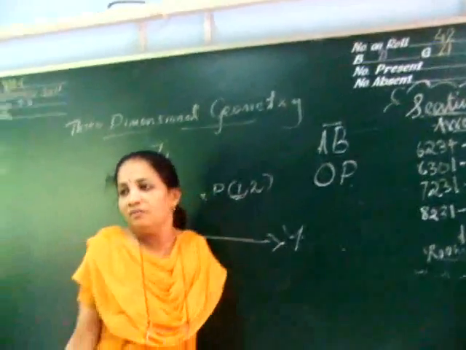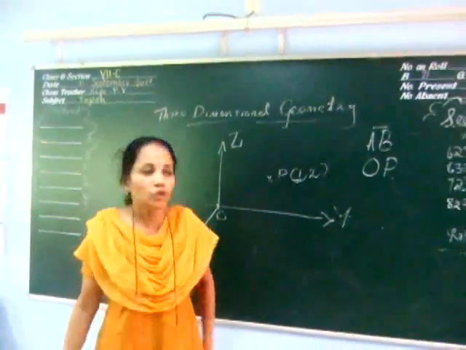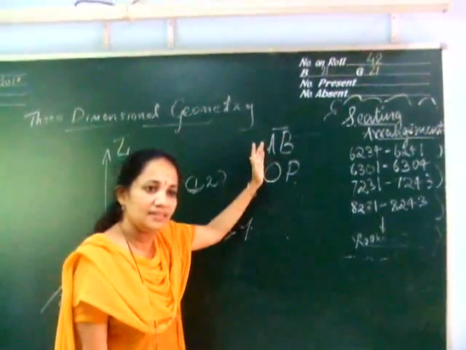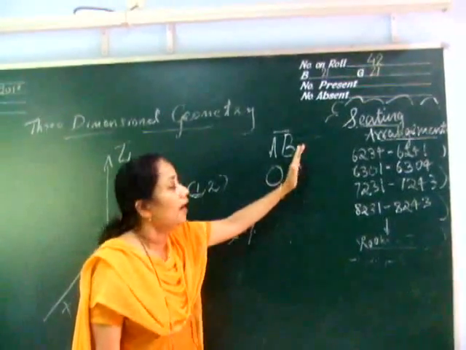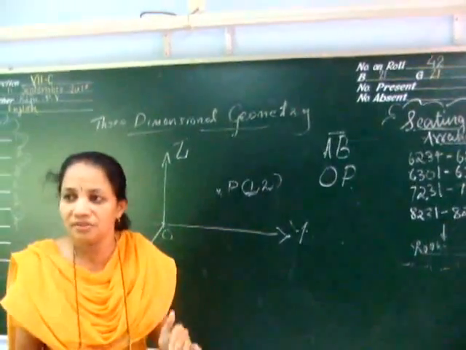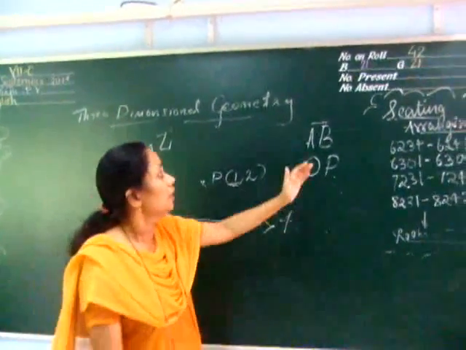If 2 points are given, what is meant by vector AB? So the vector AB, its initial point is A and terminal point is B, and it is directed towards B. So this is the meaning that we have seen in the previous chapter last year.